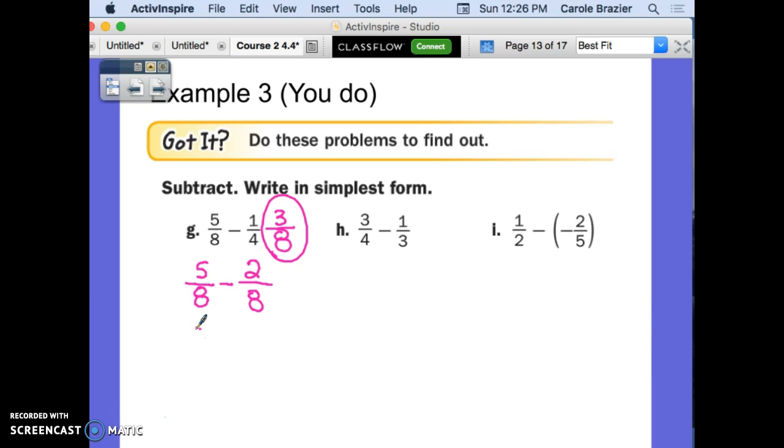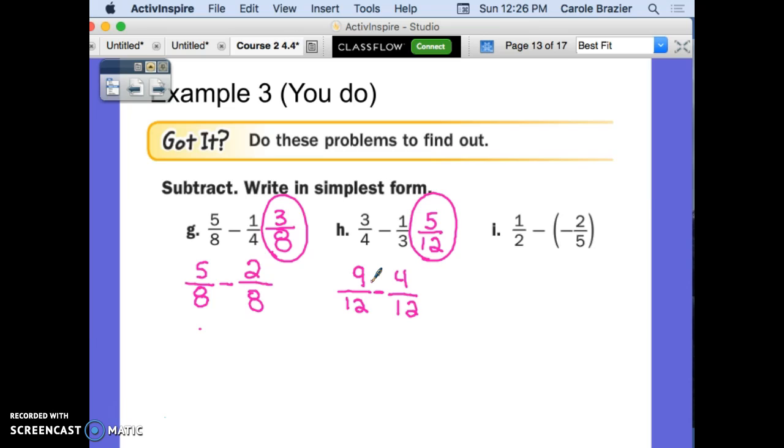This one is another one that you wouldn't have to keep change, and you should have gotten 5/12. So you should have had 3/4 become 9/12 and 1/3 become 4/12. I'm going to subtract, and I'm left with 5/12, and that's already reduced.